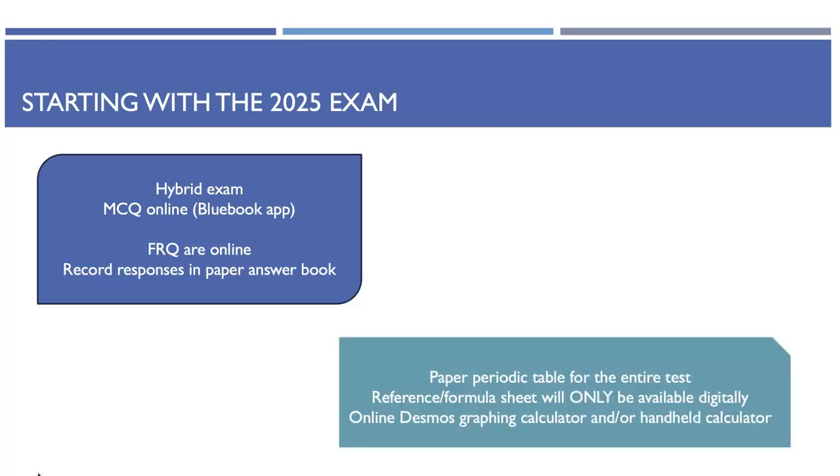Some other things to be aware of: you will have a paper periodic table for the entire test. You'll have scratch paper for the multiple choice portion of the exam. The reference sheet, however, will only be available digitally in the Blue Book app. You'll have to pull it down anytime you want to look anything up, equations or constants, anything like that. You'll also have access to the online Desmos graphing calculator, and you'll also have the use of your own handheld calculator, whichever you prefer, whichever makes more sense for you.